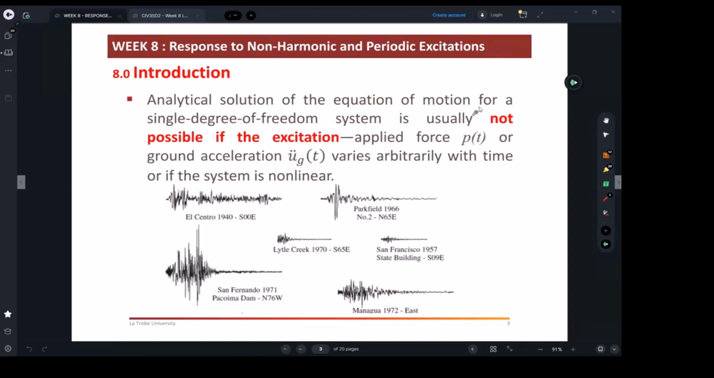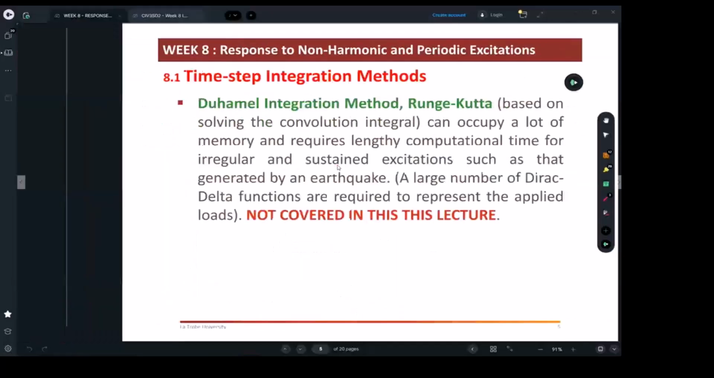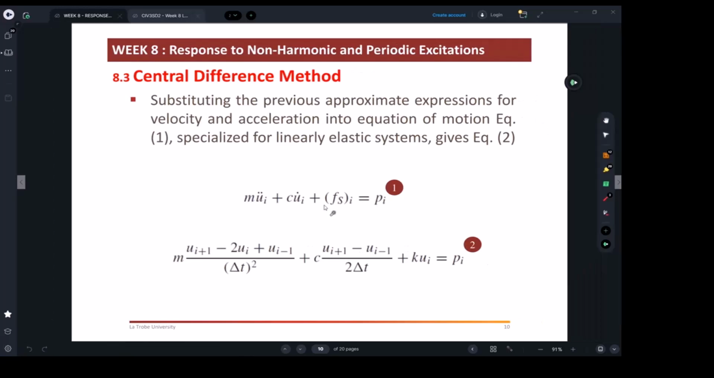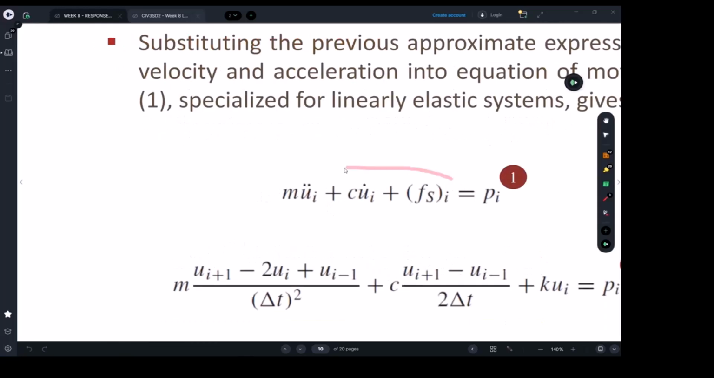Usually, with those types of real ground excitations, it's not possible to come up with an equation to define the force imposed on the equation of motion. Just a quick reminder, this was the equation of motion. I'm just jumping a few pages here. You all remember this is the equation of motion, which I introduced in week 3. And we need to define the excitation in the equation of motion.